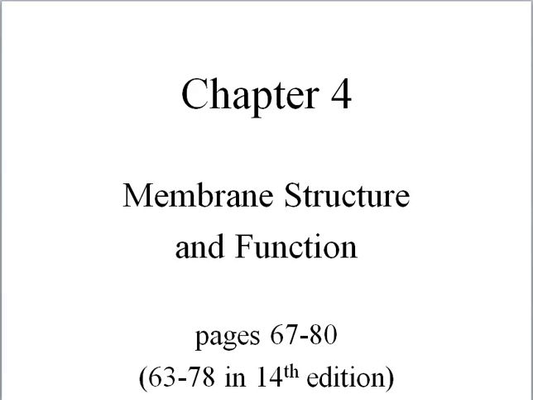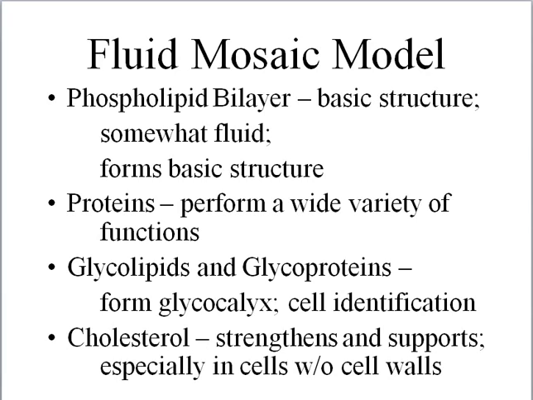In Chapter 4, we'll look at the structure of cell membranes, and we'll also look at the details of how these membranes function. As I've mentioned before, phospholipids are the most abundant molecules in cell membranes. Largely due to their interaction with water, they form a bilayer with the hydrophilic phosphate-containing segments facing the inner and the outer surfaces of the membranes.